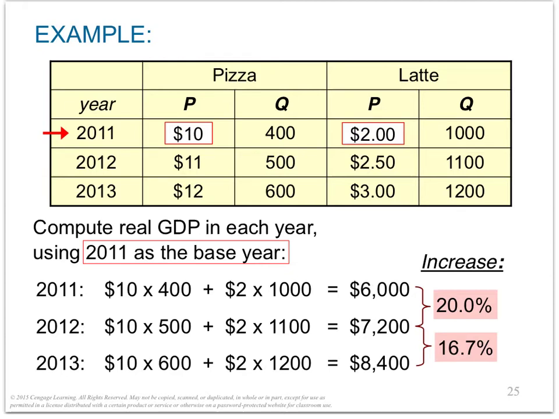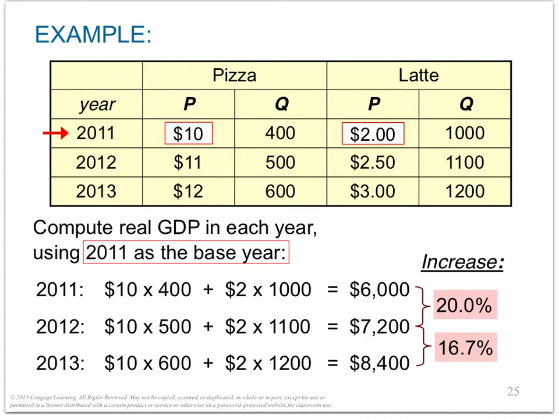So let's calculate first the 2011 real GDP. The real GDP calculation requires the use of the prices in the base year. Here the base year is 2011, so we are going to use $10 for the pizza and $2 for the latte. 10 times 400 plus 2 times 1000 will give us $6,000 of real GDP. What is interesting here is that for the base year, the real GDP and the nominal GDP are the same. Why? Because we use the same price levels to calculate the GDP at the base year.